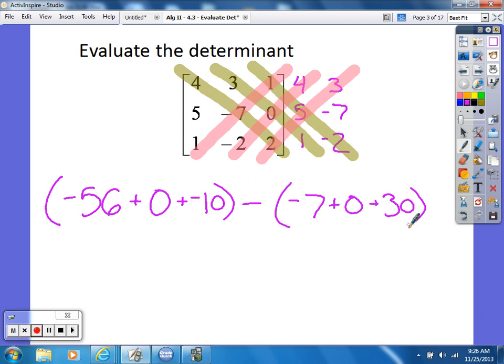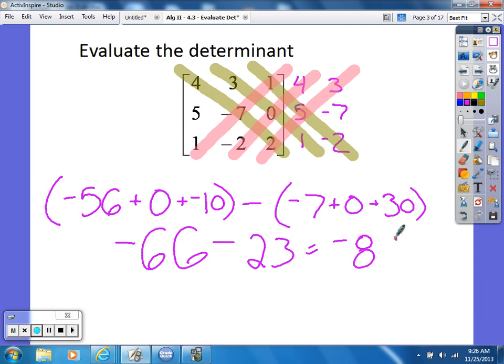You forgot the 3 there, Madison. All right. So now I combine. -56 plus -10 makes -66. Minus -7 plus 30 makes 23. So I have -89. -89. That's the number that represents that 3 by 3 matrix.